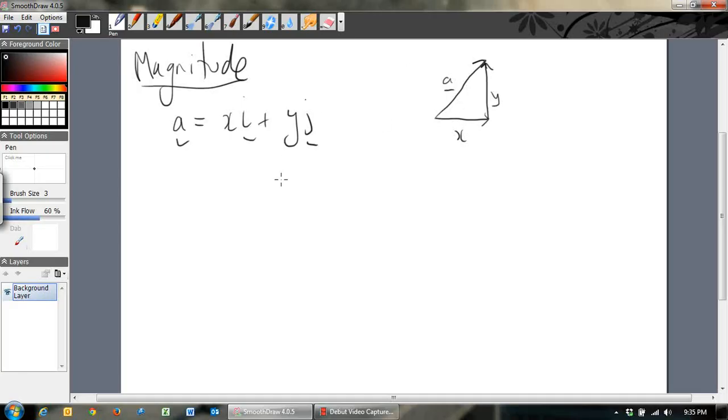Think about it, what's the magnitude of A? So the magnitude of A will be equal to Pythagoras, the square root of x squared plus y squared. Simple as that. That's how you figure out the magnitude of a vector. An example of that is if A is equal to 2i minus 3j.